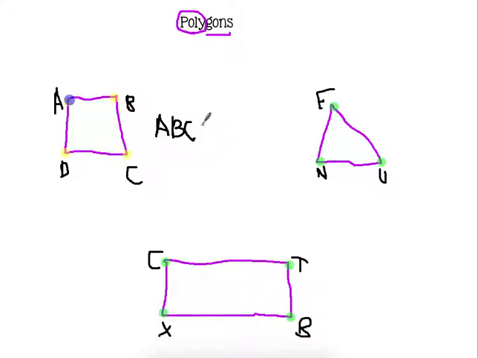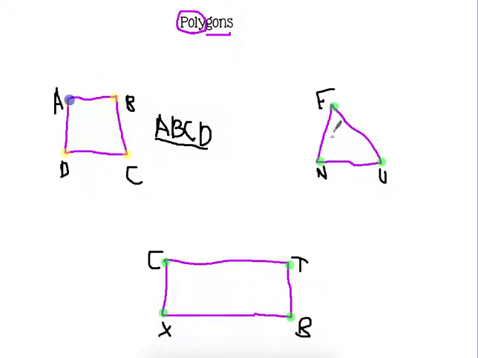C over to D. Now we don't go from D to A and put another A here, because we have 4 points on this square, and we have 4 letters naming each point. So this could be square A, B, C, D. Could also be square A, D, C, B. It could be square B, C, D, A, or B, A, D, C. It does not matter, just as long as you follow the line.